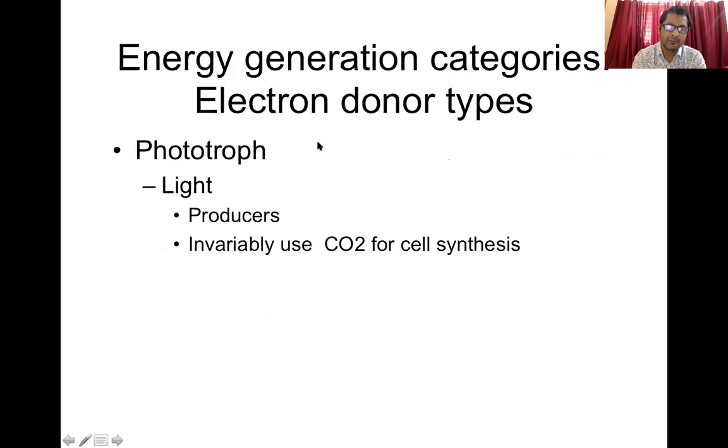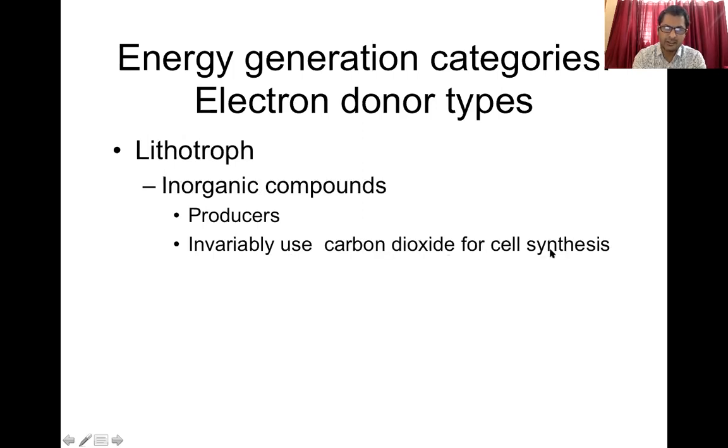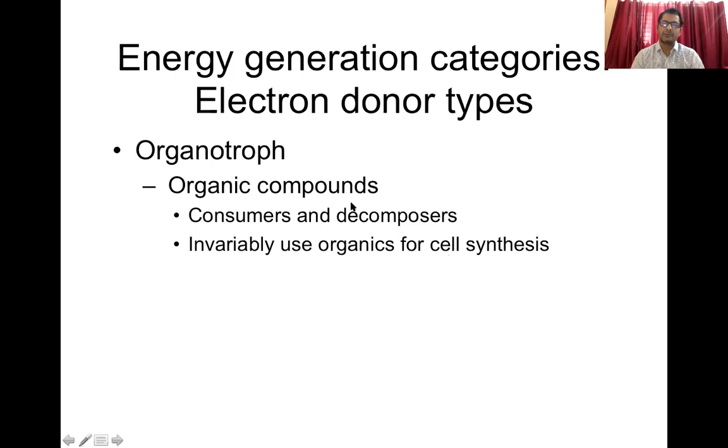And then the phototrophs, which use light. Producers, invariably use carbon dioxide for cell synthesis. Got it? So these are the three types. Organotrophs, which use organic compounds for cell synthesis and energy generation, and these are consumers and decomposers. They use organic compounds for the cell synthesis and energy.